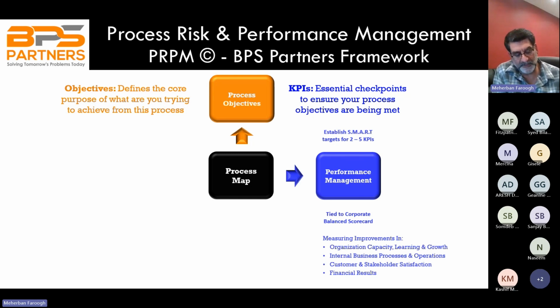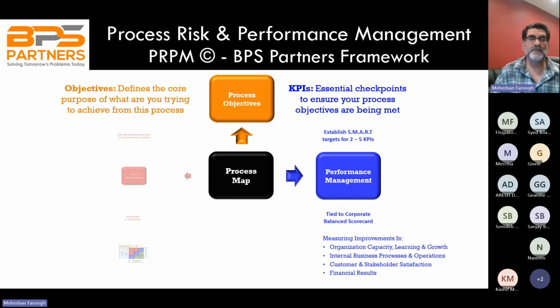Now, I've seen processes that have 25, 30 KPIs, and I think that's crazy. KPIs should be few, not too many. KPIs should be very focused. And of course, you should follow SMART principles: specific, measurable, achievable, realistic, time bound. But try and zero in on essential KPIs, essential checkpoints. Otherwise, one can get very flustered if you've got 20, 25, 15 KPIs in a process.